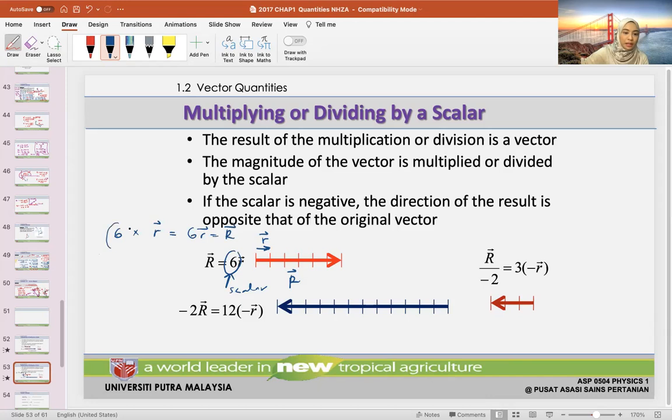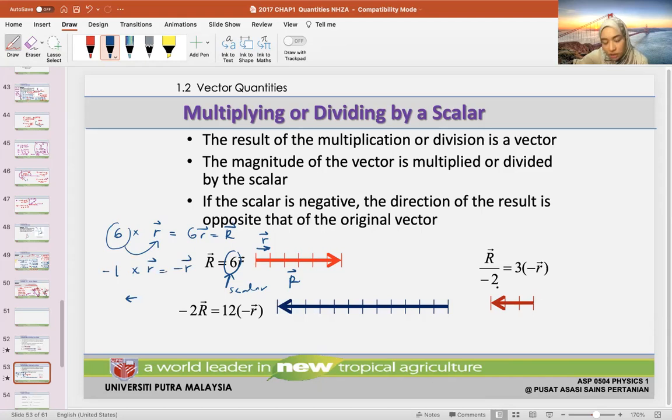Okay, so when you multiply a scalar with a vector, it's just multiplication, nothing special happens to it. Sama macam multiplication biasa. And if you multiply it with a -2, you get the opposite direction. So -1 times R, instead of going to the right, it now goes to the left. So multiplying with a negative scalar gets you an opposite direction, but it's still a vector, okay? Scalar with vector, you get vector. Scalar with negative, you get minus vector, okay?